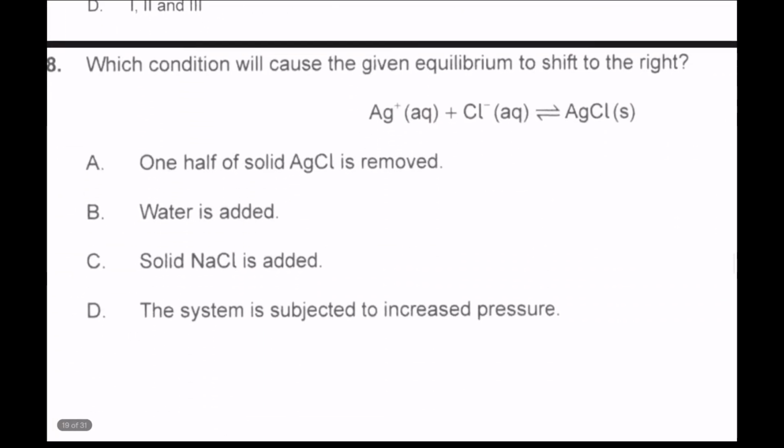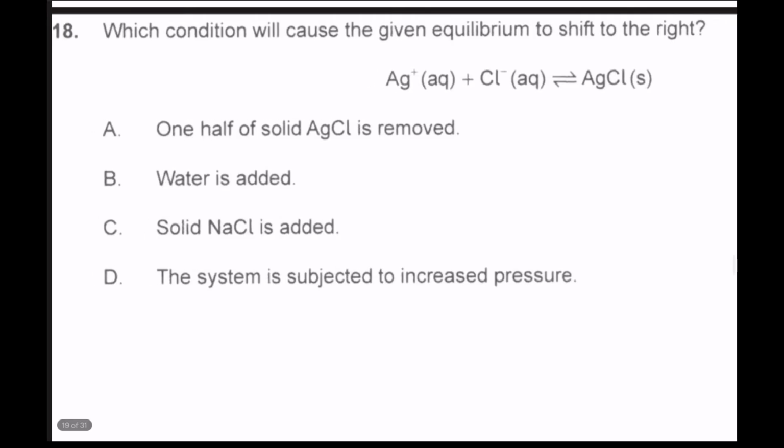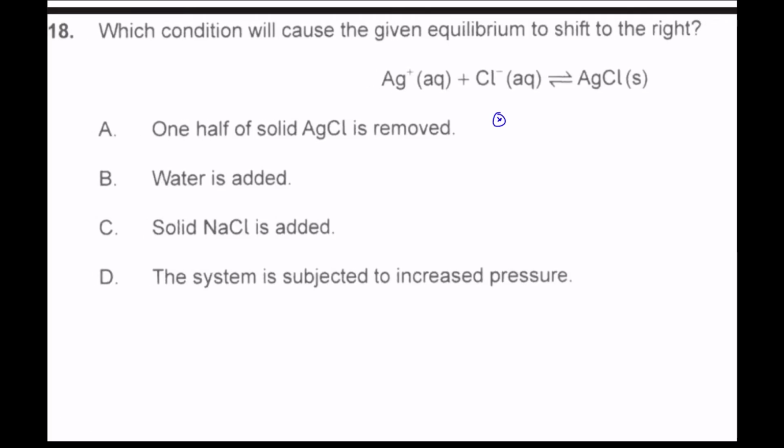Which condition will cause the given equilibrium to shift to the right? One by one: solid AgCl is removed. This can be the correct answer, but we'll first check the others and then continue. If water is added, the concentrations of Ag plus and Cl minus will decrease, or you can say the moles of Ag plus and Cl minus will remain constant. So in this case, the reaction will not shift to the right. So this is not correct.